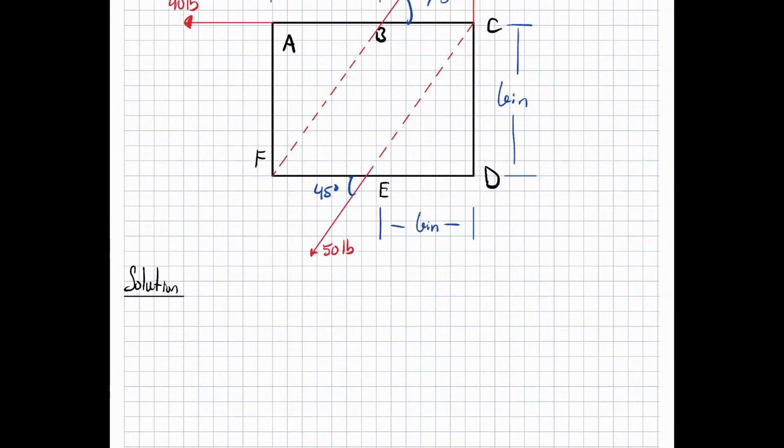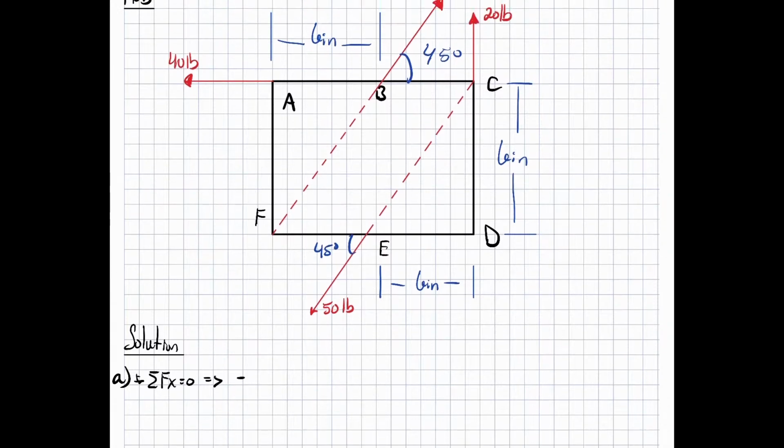Okay, so to start off, let's find the resultant. So we do sum of forces in the x and y. Sum of forces in the x equal to 0. I'm stating that it's positive to the right. We have a negative 40 pounds plus 50 pounds minus 50 pounds equal to 0. So in the x direction, Rx is equal to negative 40 pounds.